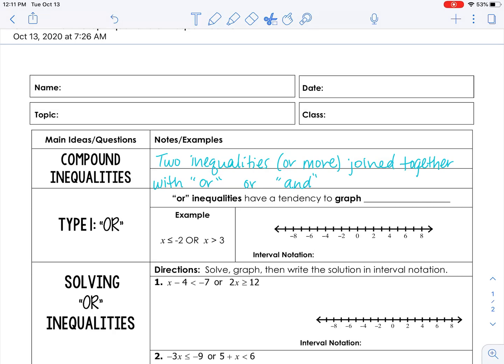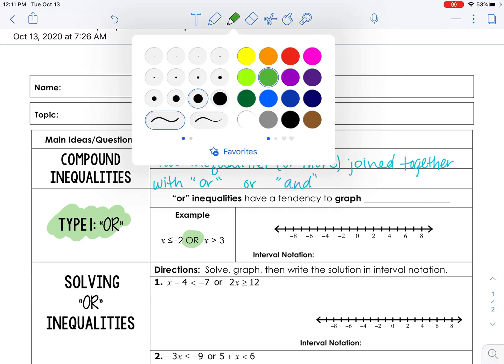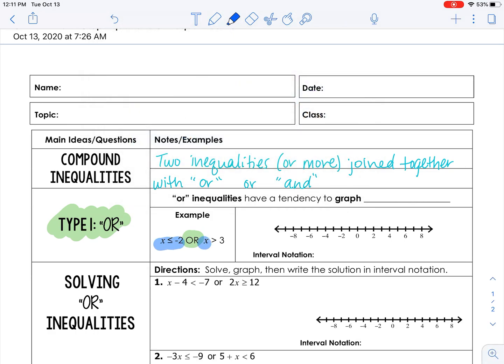The first thing we're going to talk about today in compound inequalities is how to graph them. When we are graphing compound inequalities, there are two types that we're going to talk about. Type 1 is an OR. This appears like this, where you have two inequalities with OR in between them. The thing that we need to know about OR inequalities is they have a tendency to graph apart.